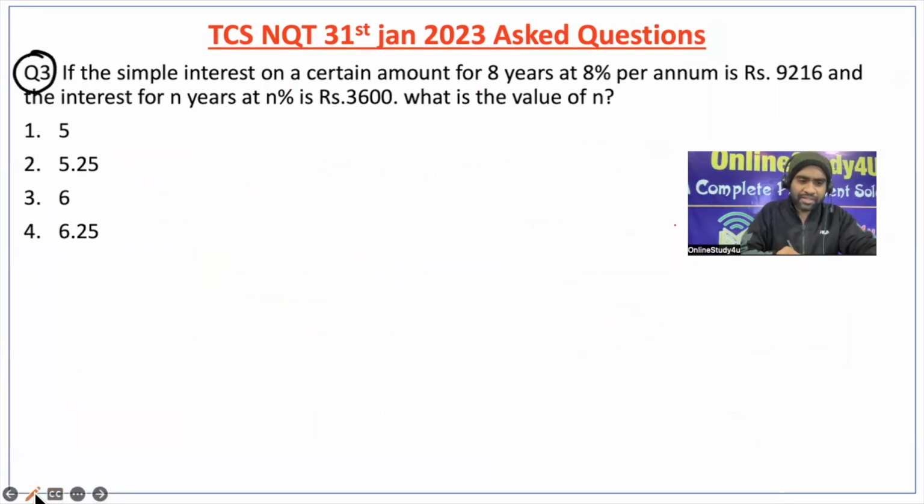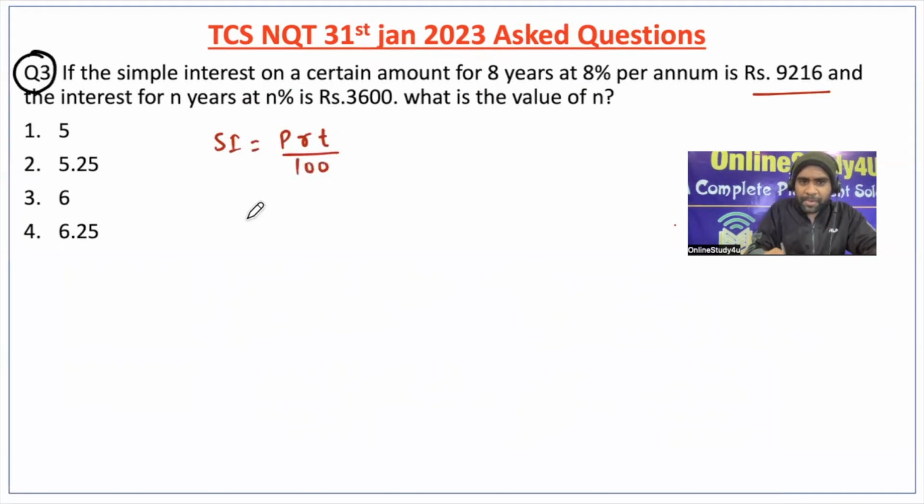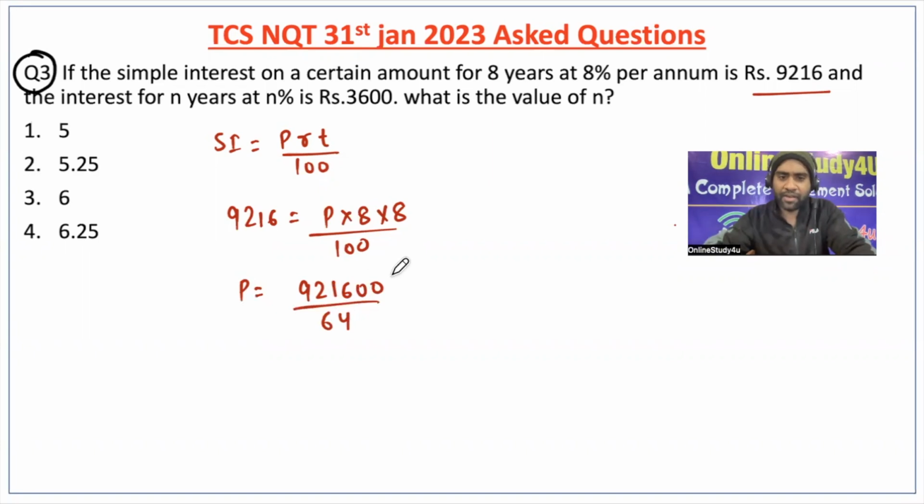Now, question number 3. So question number 3 says, if the simple interest on a certain amount for 8 years at 8% per annum is 9,216. So simple interest will be equal to PRT by 100, right? So simple interest is given as 9216, and principal we have to find out. Rate is given 8%, and time is given 8, divided by 100, right? Now I will use a calculator, because why should I waste my time, right? So why should I divide and waste my time?